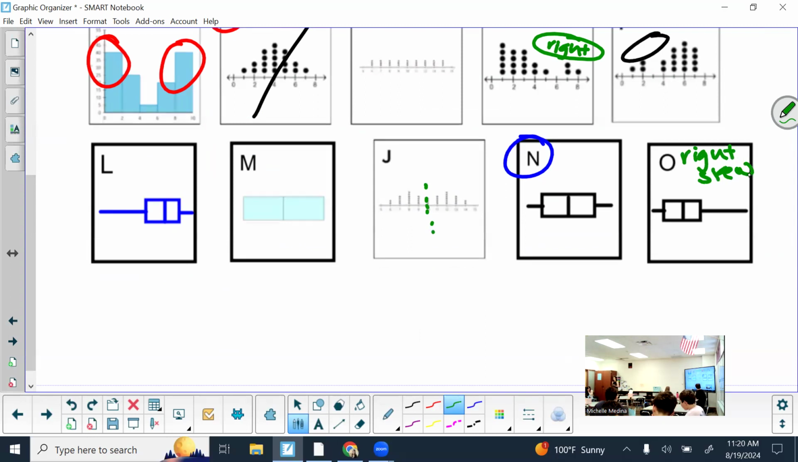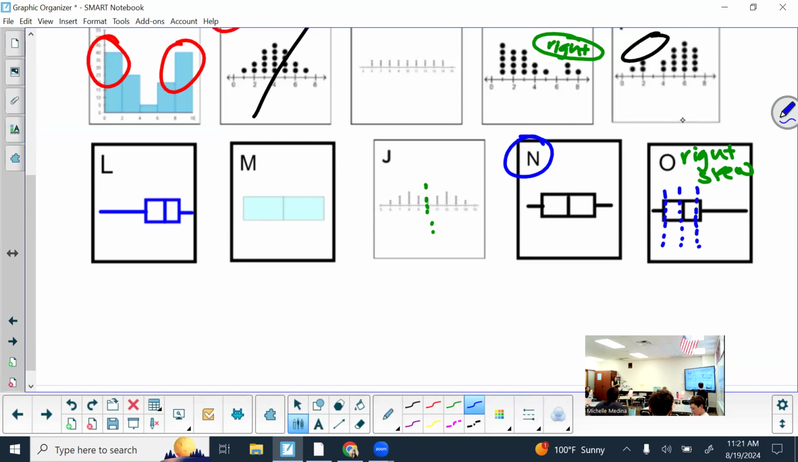In our box plot, you could see the quartiles really easy. Our quartiles split the data into how many parts? 4 quarters, like how there's 4 quarters in a dollar, right? Our quartiles split the data into quarters, so here's quartile 1, quartile 2, and quartile 3.